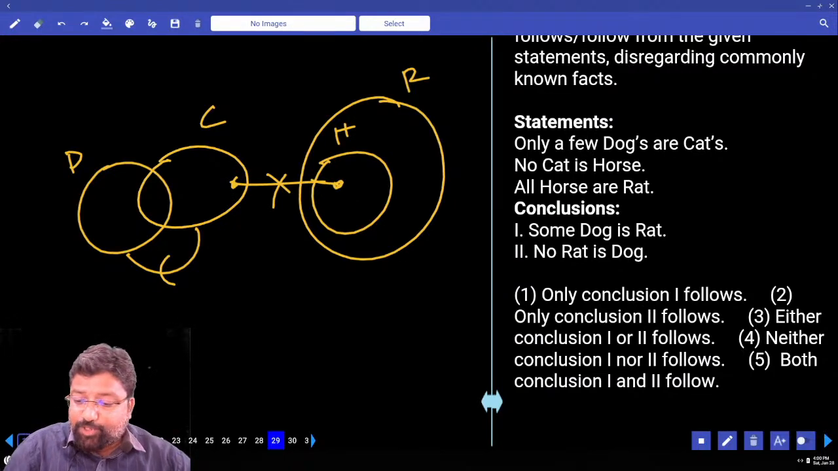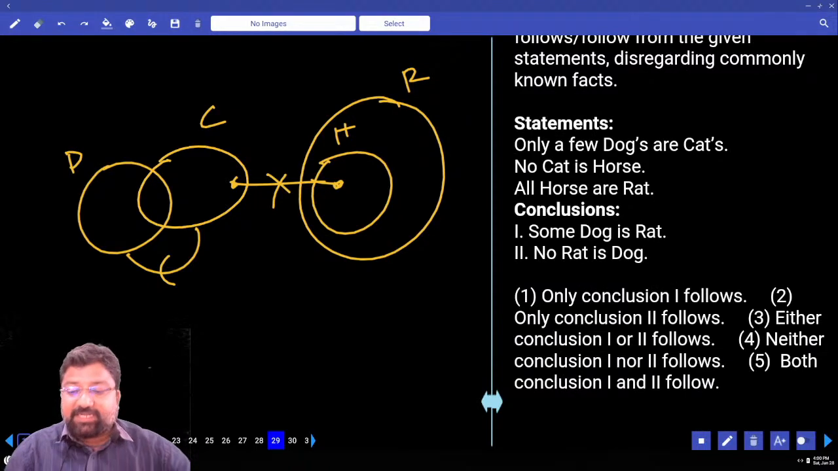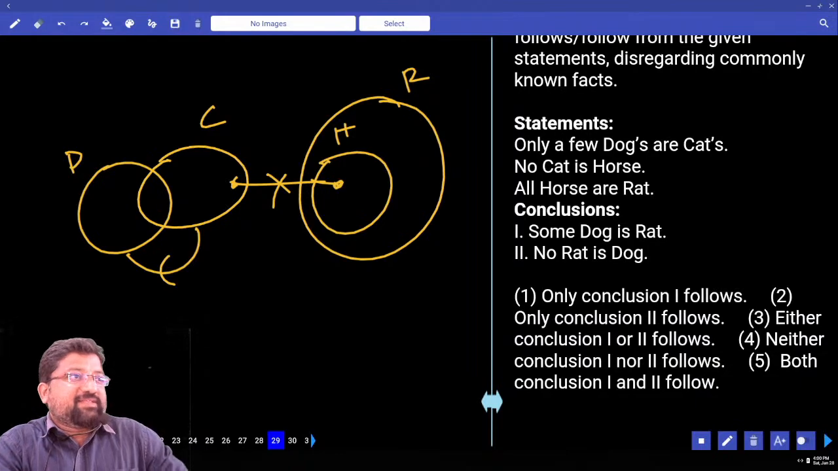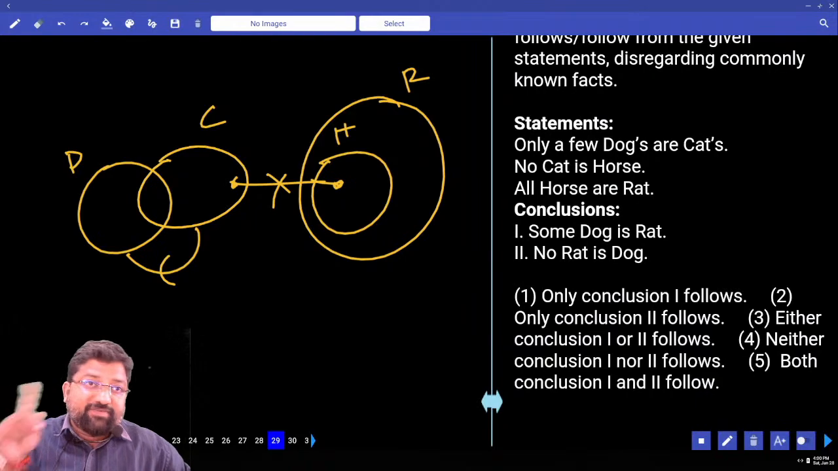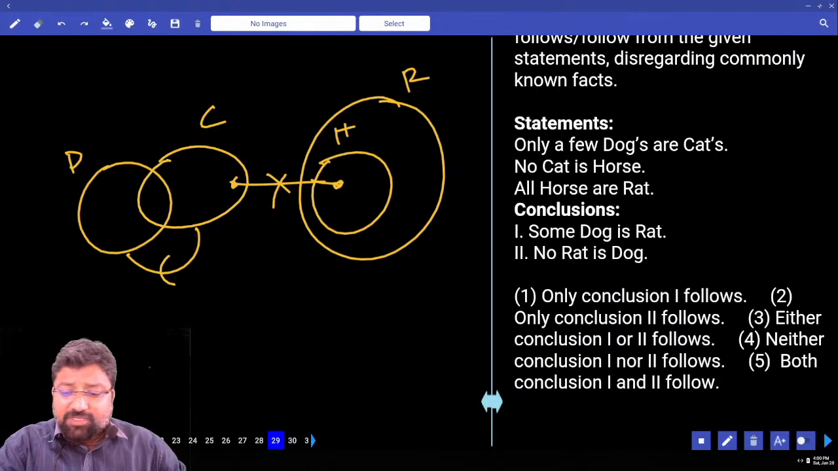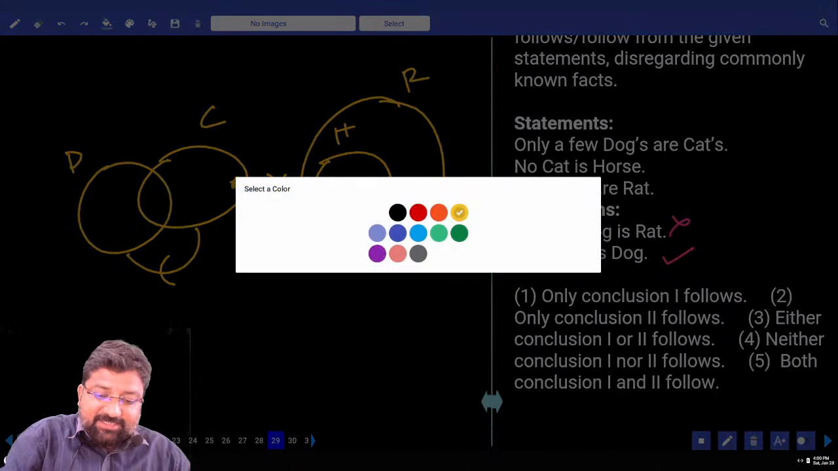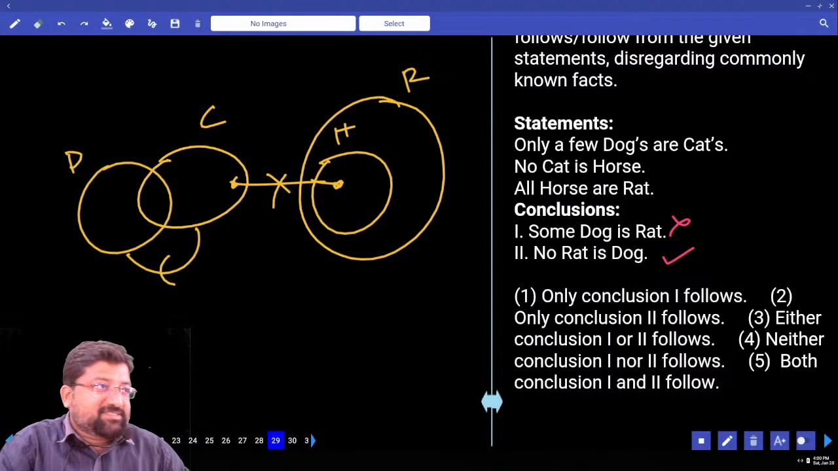Some dog is rat, no rat is dog. Do we have a possibility that my answer can be either or? And that will be decided after solving the question. Some dog or rat. Do you see any relationship between dog and rat? No. Next, no rat is dog. Right or wrong? Right. Correct? Complementary. Some rats are dog. Can dog touch rat? Can dog touch rat is my question and I need an answer.